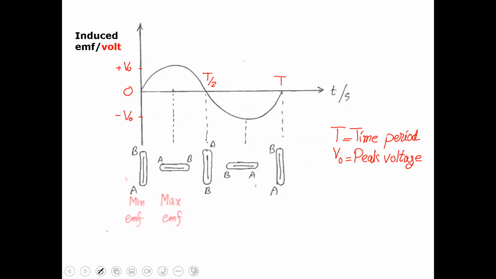This is why the output EMF is AC. The output current is alternating in nature.